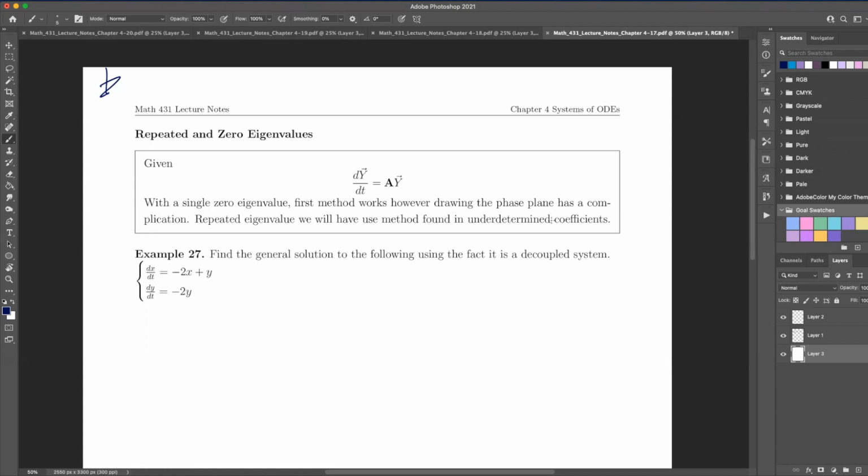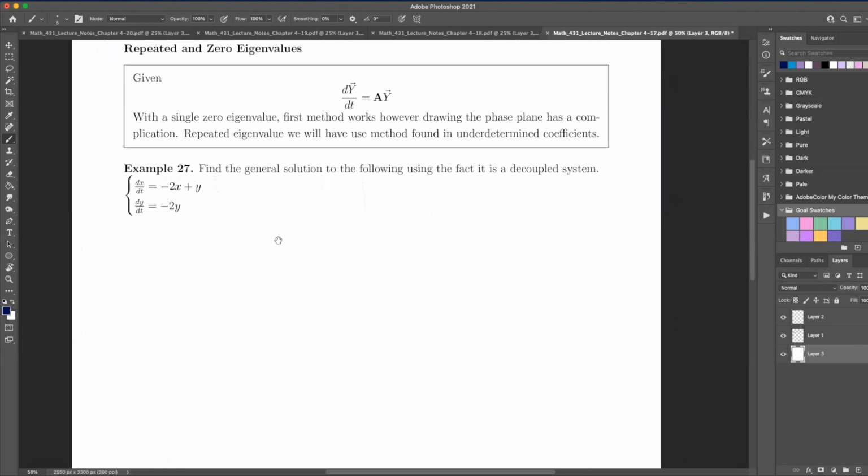There's some complication. In repeated eigenvalues you'll have to use the method of undetermined coefficients. So given this, if we have a 0 eigenvalue or repeated eigenvalues, we'll have different things happen. Let me show you what happens here.